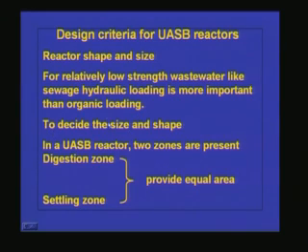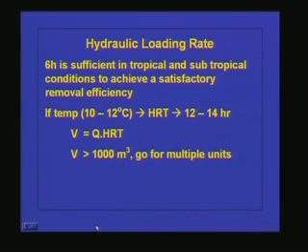Now if you want to decide the size and shape of the reactor, the USP reactor basically has two important zones. We have seen three zones: the digestion zone, the settling zone, and a transition zone also. If you take the digestion zone and settling zone as the important ones, it is advisable to provide equal area for both. That means 50% of the reactor will be used as the digestion zone and the remaining 50% as the settling zone.